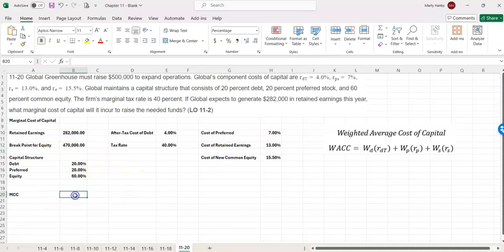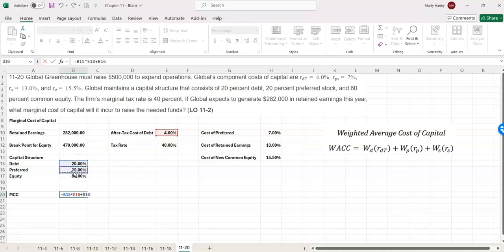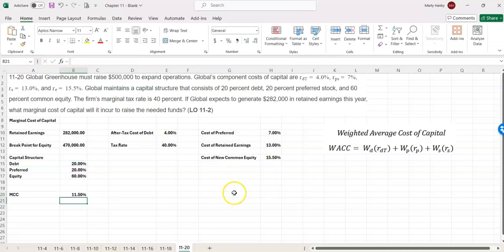So our marginal cost of capital is going to be the weight of debt times the after-tax cost of debt, plus the weight of preferred times the cost of preferred, plus the weight of equity times the cost of new common equity, and we get 11.5% for our marginal cost of capital because we had to issue new common equity to fund the project.